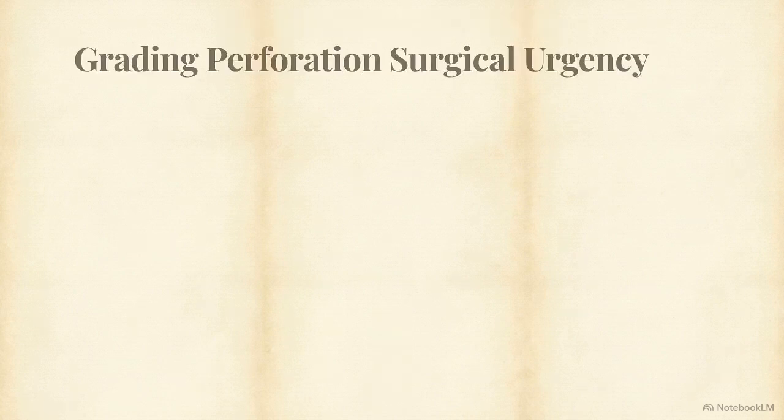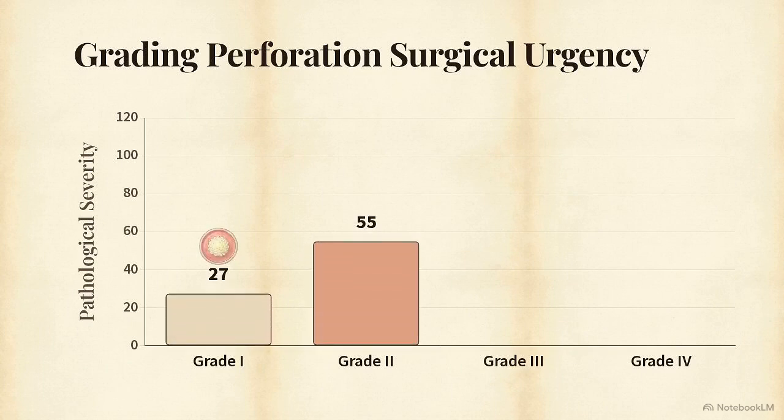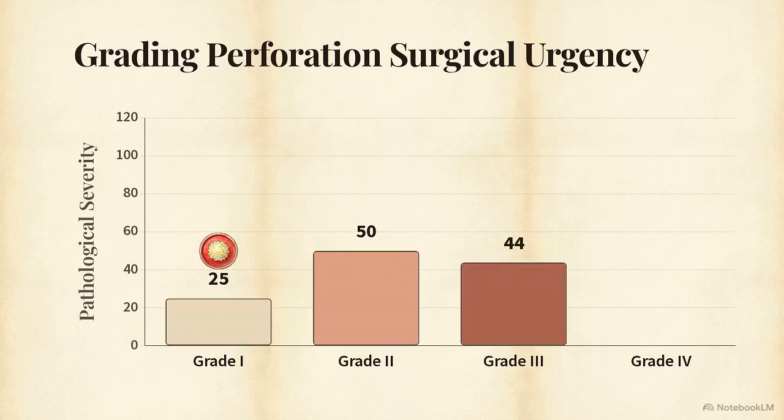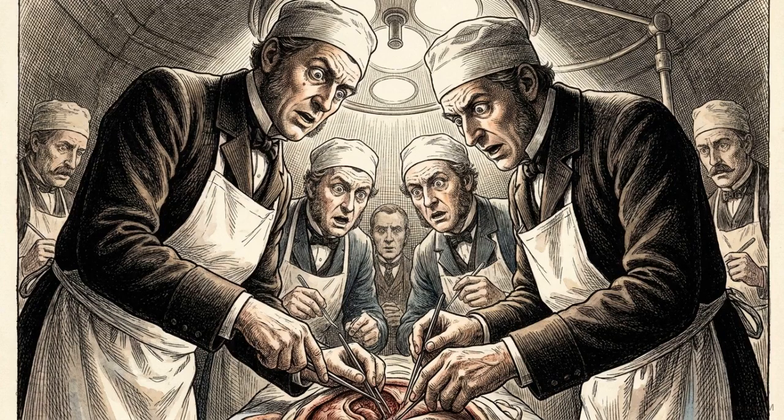When assessing complicated, perforated diverticulitis, surgeons rely on the Hinchey classification. This system grades the extent of abscess formation and peritonitis, providing a direct metric to decide when surgical intervention is required. In the event of a free perforation causing generalized peritonitis, the priority shifts strictly to damage control.